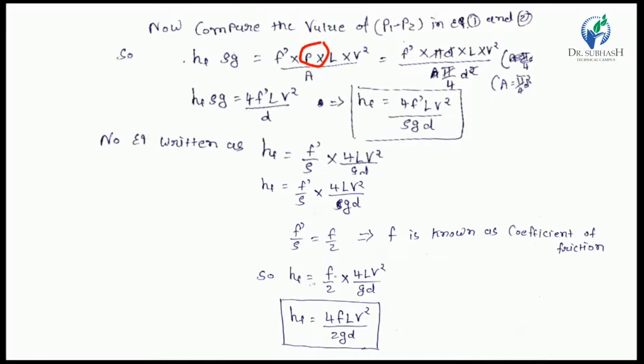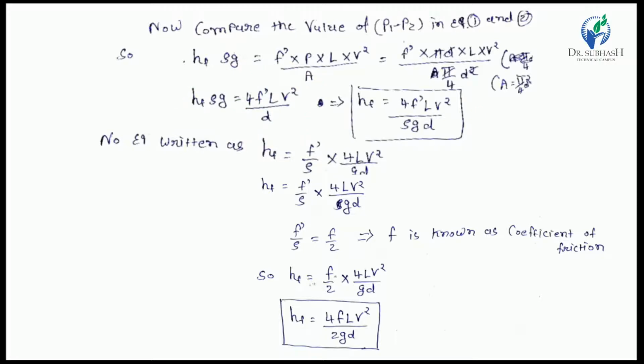Now put the value of perimeter and cross section area A. The perimeter value is pi d for a circular pipe, and the cross section area of a circular pipe is pi by 4 d square. So pi and d cancel. Now the equation becomes HF rho g is equal to 4 F dash L V square upon d. The denominator comes into the numerator.